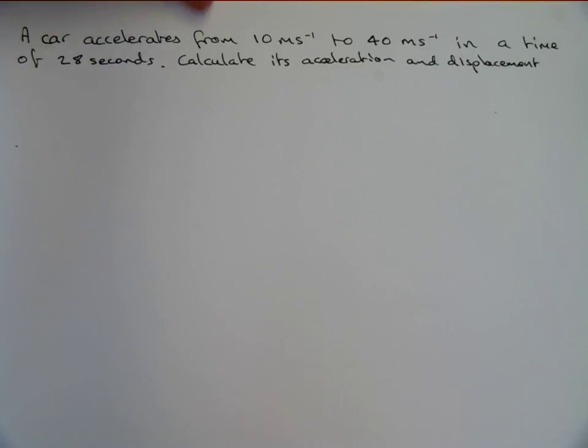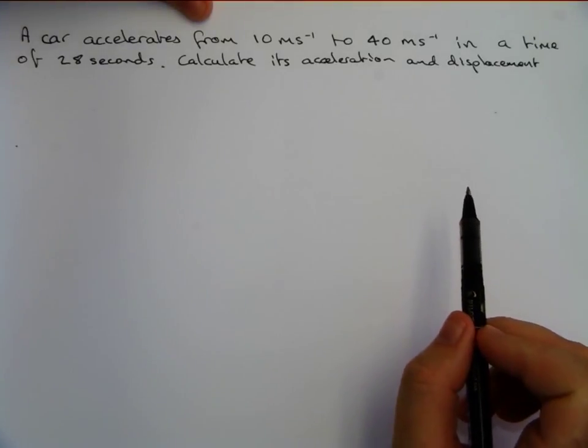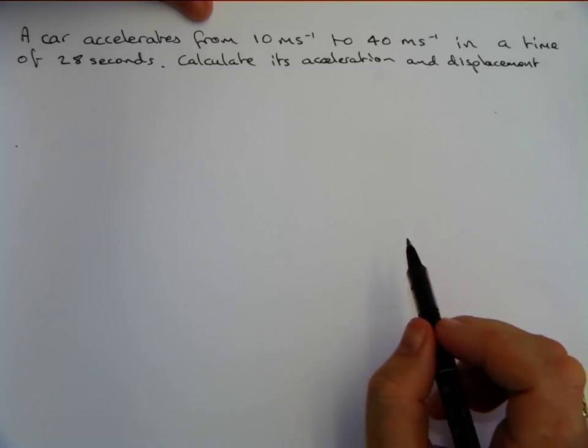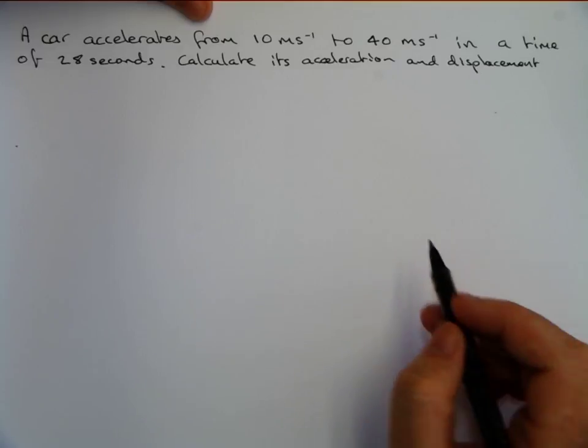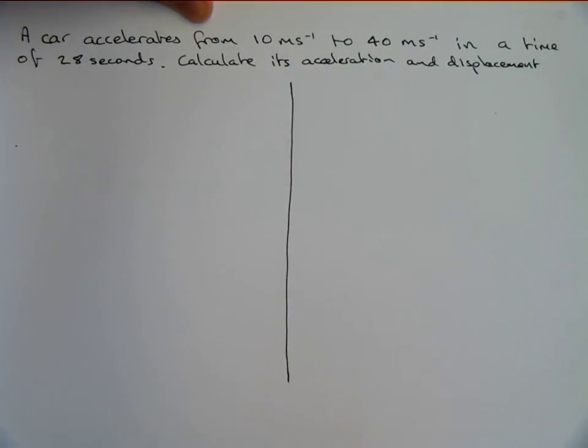Okay, here's another question for us to try. We've got a car accelerating from 10 meters per second up to 40 meters per second, and it takes 28 seconds to do that. And we are required to find the acceleration and the displacement. So, first thing I do is simply divide my page into two.